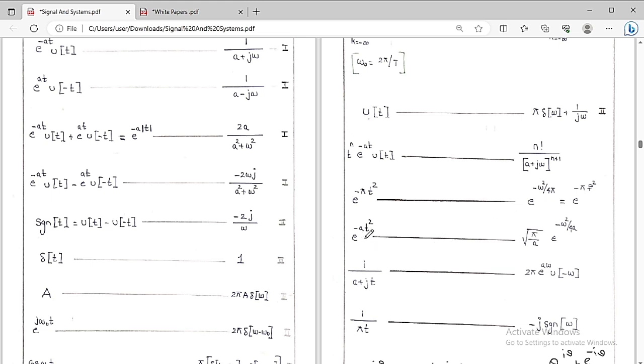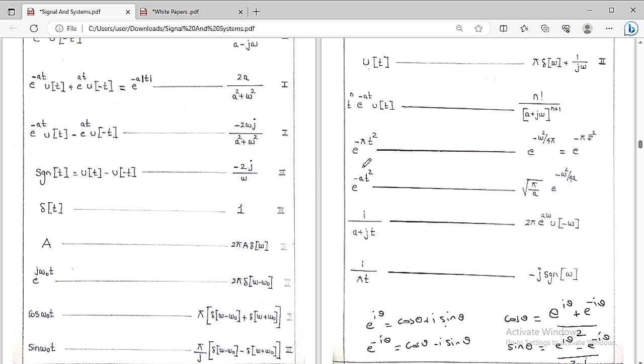Similarly, for e to the power of minus a t square, the Fourier transform is square root of pi by a into e to the power of minus omega square by 4a. So these things we have to remember, because in examinations they will ask you from this concept. So you have to remember.